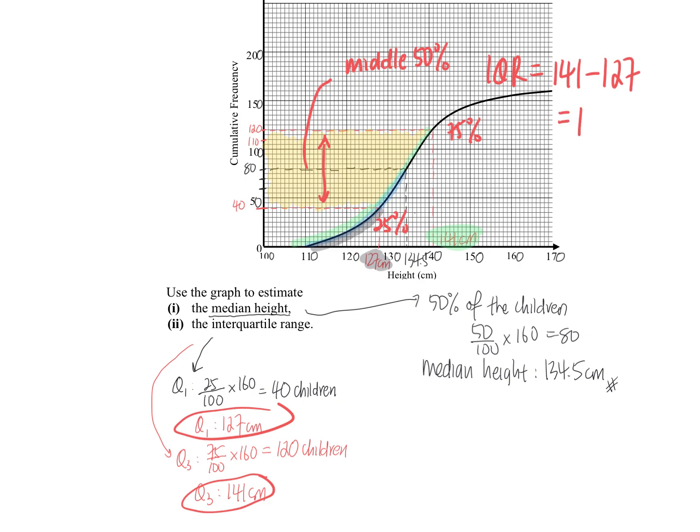18. No. 14 cm. So the height difference between the middle 50% is 14 cm. So this is my middle 50%. This is my upper 25%. If you want to see clearly, this is my upper 25%, up to this point.